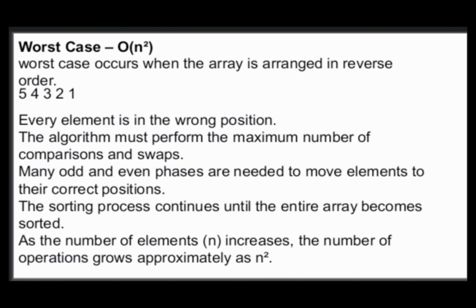Worst case: 5, 4, 3, 2, 1. Every element is in the wrong position. The algorithm must perform the maximum number of comparisons and swaps. Odd and even phases are needed to move elements to their correct positions. The sorting process continues until the entire array becomes sorted. As the number of elements increases, the number of operations grows approximately as n squared.